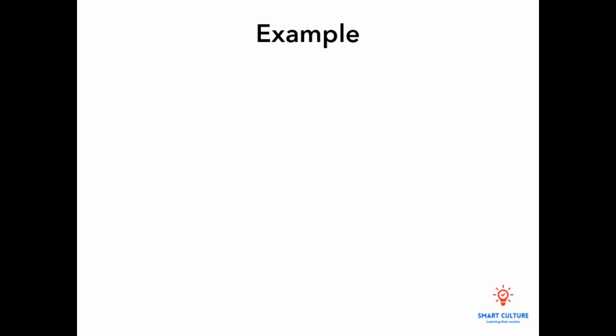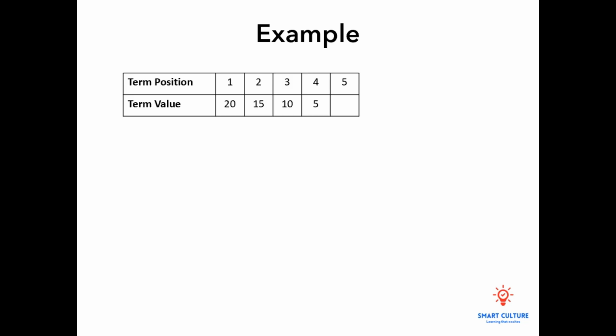Now let's look at another example. If we look at this table, we've got 5 term positions again, and they've given us 4 term values. So in position 1, the value is 20. Position 2's value is 15. The third position's value is 10, and the fourth one is 5.